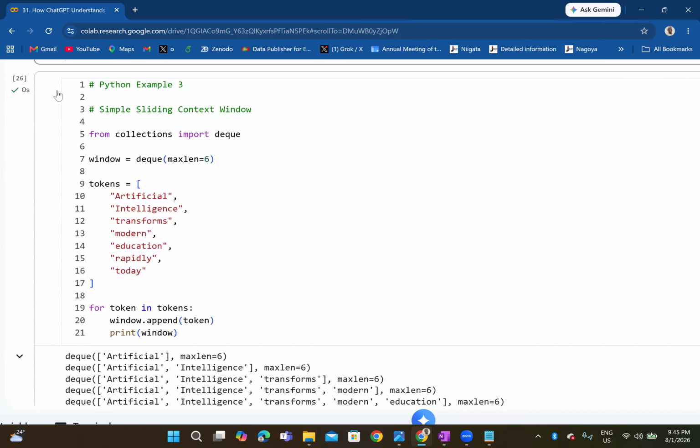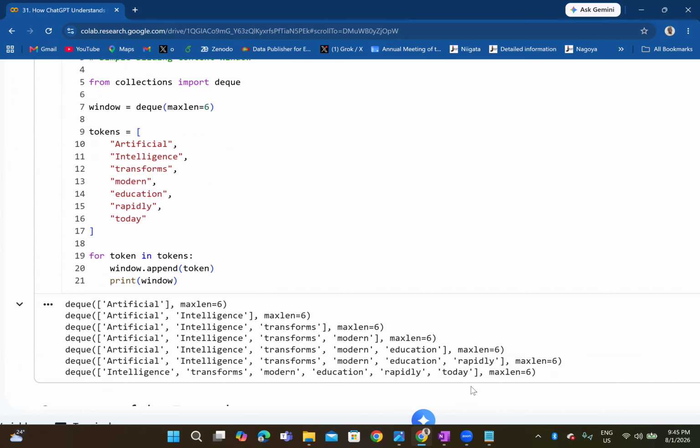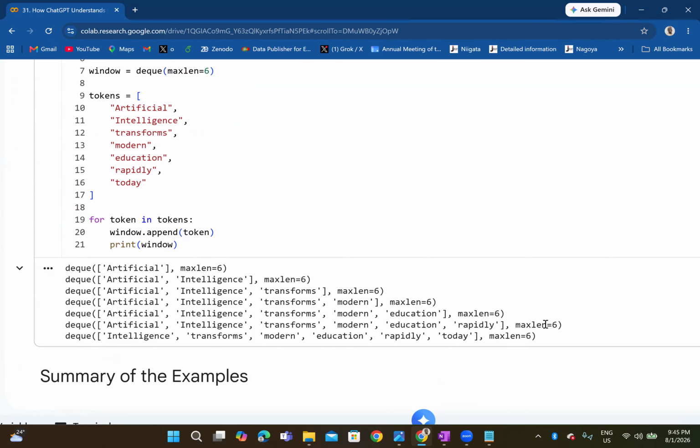Then for three now, simple sliding context window. So "artificial intelligence transforms modern education rapidly today". And our window, the maximum length is 6. So here we have artificial. Maximum length is 6, so no problem. This is 1, 2, 3, 4. This is 5 here. And then this is 6. Once we have 6, any new word you add will push out the first word. So you see artificial is here. Once you add a new word, after we have a maximum of 6 now, it pushes out the first word, and then you have this.